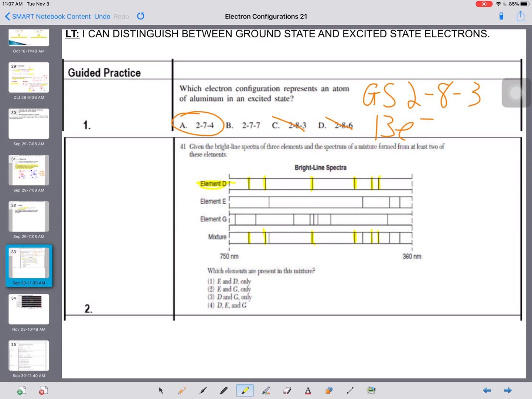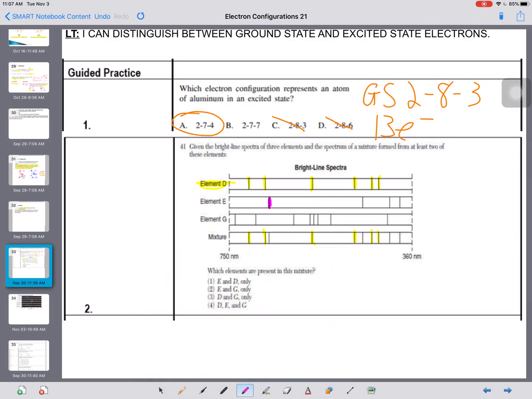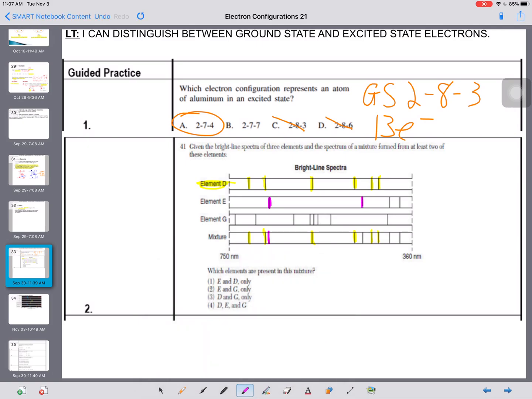Okay? Now let's see element E. I'm going to put it in a different color. So element E, this line we can see is there. This line matches up. This line matches up. And this line also matches up. So every line from element E is present in the mixture. Okay? So element E is also in the mixture.